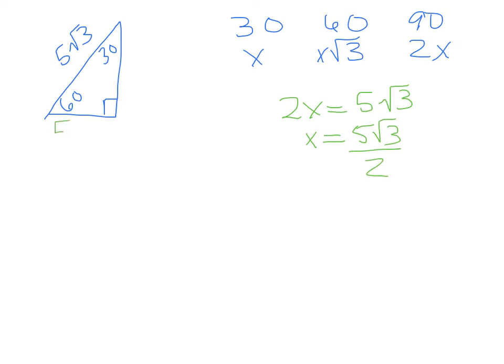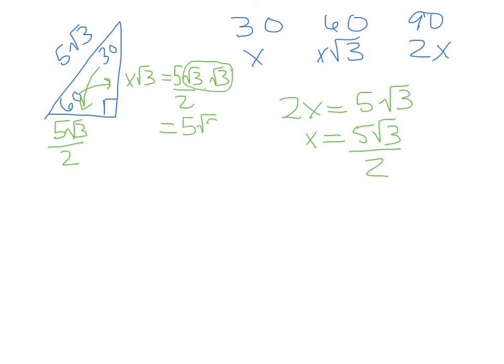So that's easy. I know this side, right? That's the x side across from the 30. So this side across from the 60 is an x root 3. So that is 5 root 3 over 2 times root 3. So when I do that, and some radical stuff makes sense, I'm going to multiply these. Square root of 3 times the square root of 3 is the square root of 9. I'll show that little step. Obviously, some of you can do this in your head. The square root of 9 is 3. So 5 times 3 is 15. So it's 15 over 2.